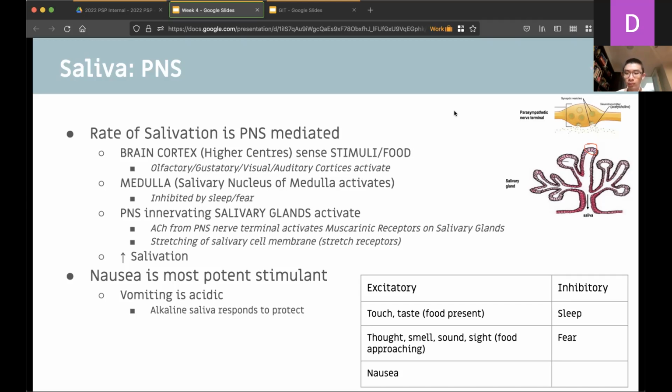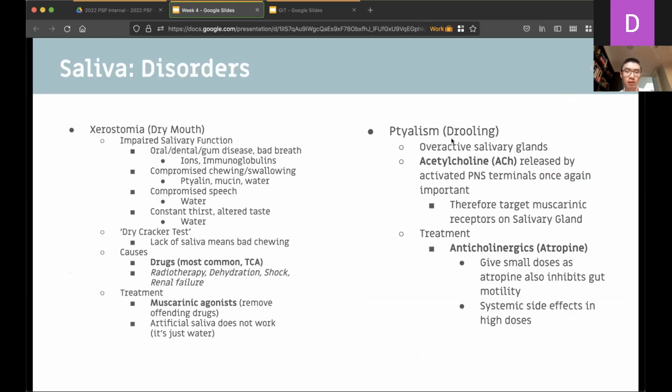There's also nausea, which is another stimulant of saliva. Like I mentioned, your saliva is alkaline, so it protects from acidity, and vomit is acidic. So as a result, when you're nauseous, when you start to vomit, the brain starts to prepare saliva to protect itself. And as a result, you can get either too little saliva, which is xerostomia or dry mouth, or too much of it, which is drooling or ptyalism.